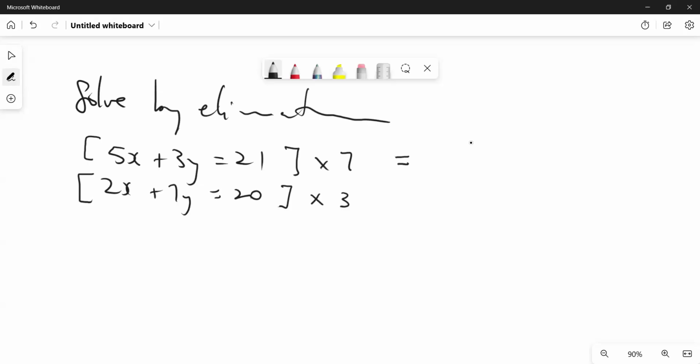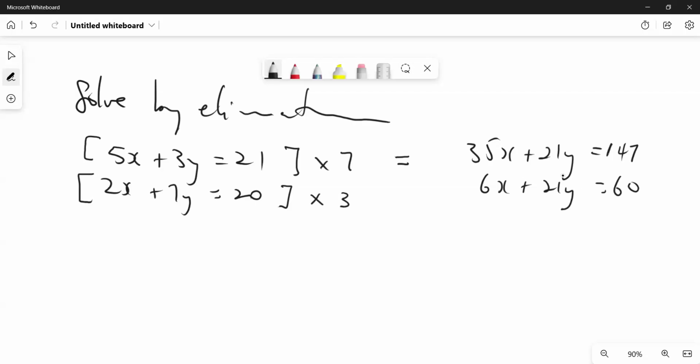So we get now 35x plus 21y. Oh gosh, somebody help me with this. 7 times 2 is 14, so 14x, 147. There are some ugly numbers there. Multiply everything by 3 here, I'll get 6x plus 21y, equal to 60.